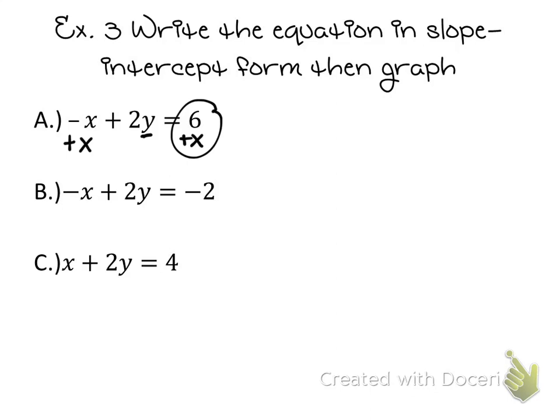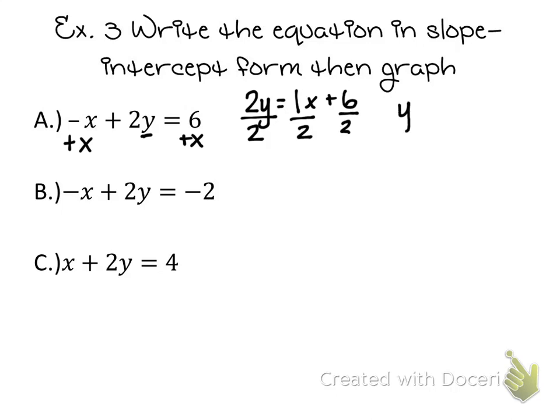Now, can I add these two terms together? Nope, because they're not like terms. So I have 2y equals 1x plus 6. And I put that 1 in front of x because it'll be easier for me to see in just a second. Then I've got to divide everything by 2. And I get y is equal to 1/2 x plus 3. Okay? What is my slope of this equation? 1/2. What is my y-intercept? 3.